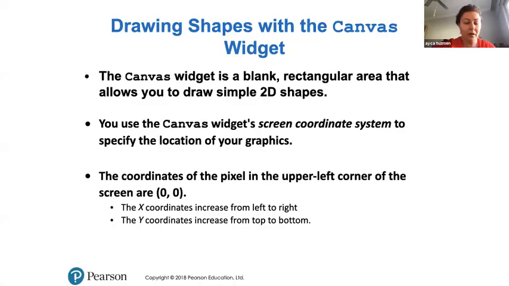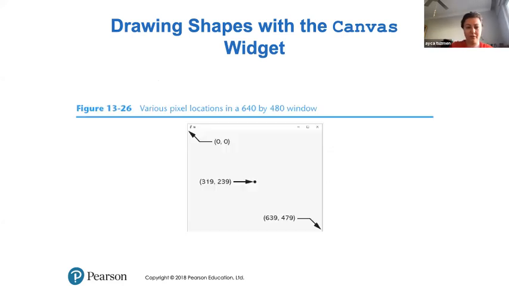So the Canvas widget, let's take a look at it. Everything we will create will be inside the canvas. It's a blank space for you to draw your simple two-dimensional shapes. And it uses the screen coordinate system, with the origin at the top left, where Y goes down in the positive direction. So it looks something like this. You can specify 0, 0 like that, or you can specify different pixels in the canvas.